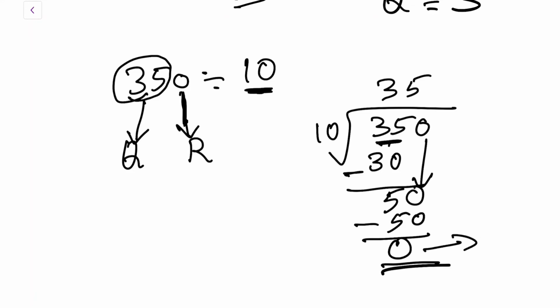Here's the answer. So what's your remainder? 0. We said that. And what's your quotient? 35. We got that. Easy, right?